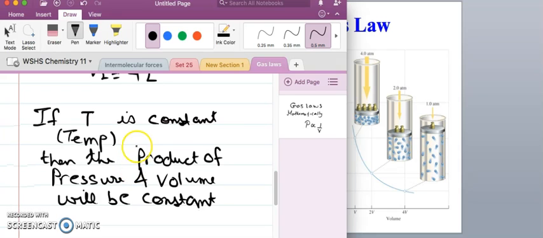Is this for all gases, or is K different for every gas? K would be different for different gases, and we'll get to that. That's when we talk about the ideal gas equation. So we'll get to that.